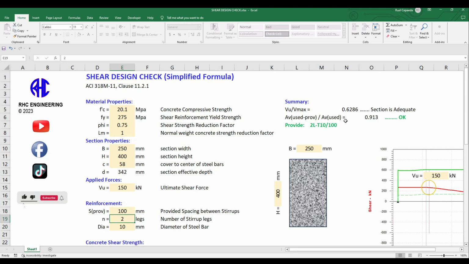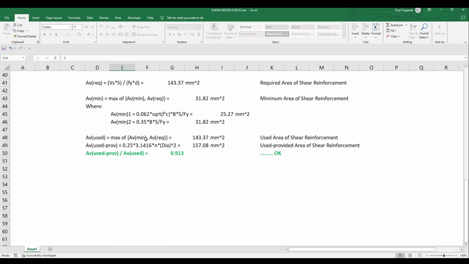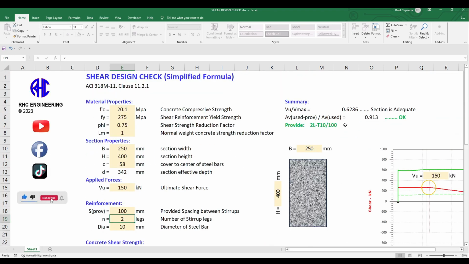Okay, so it means, this is the Av required. It should be the ratio of the Av provided, which is the calculated one, over the Av required, should be less than 1.0. Okay. So from this reinforcement and the beam section, our check design is okay.